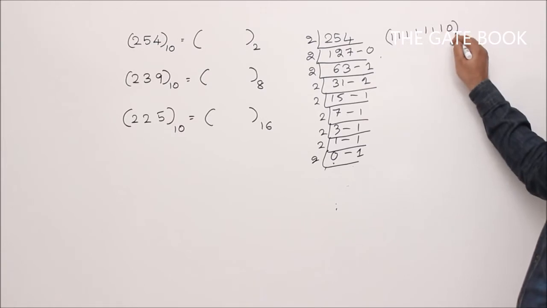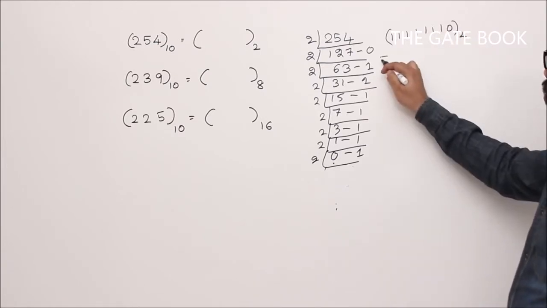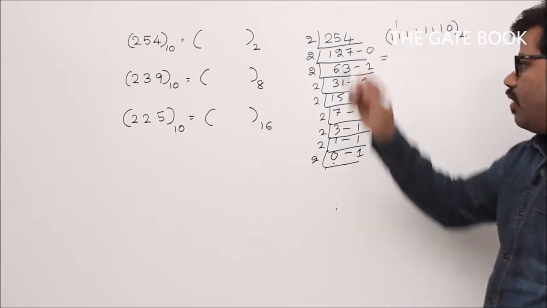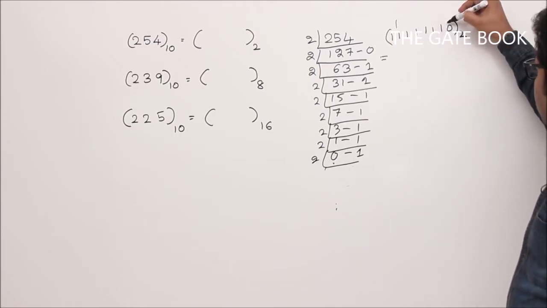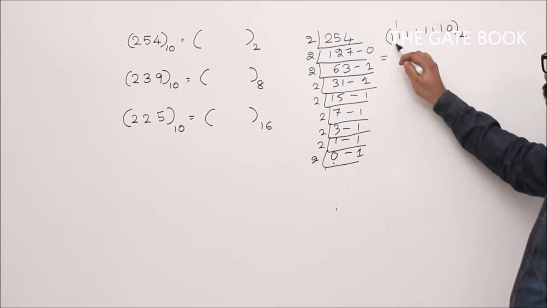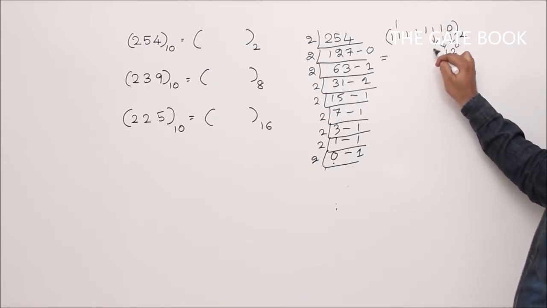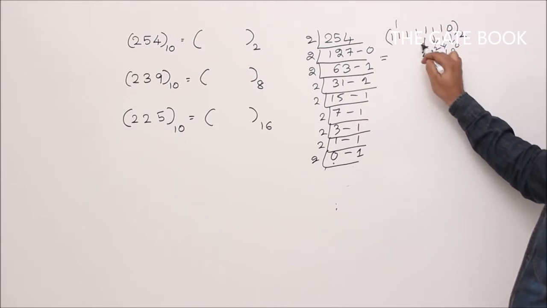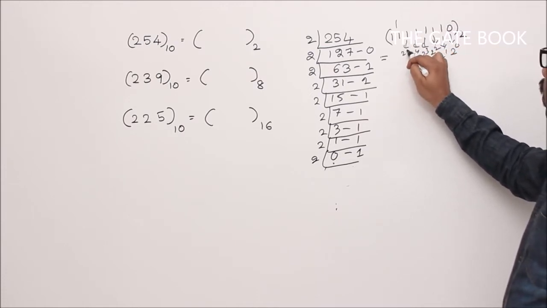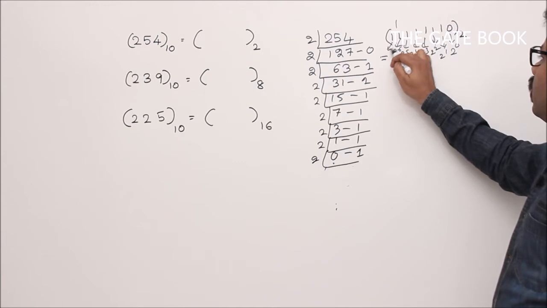This is binary. If you have doubt, you can convert this back to decimal and check it out. Let's try that. We know the weightages for converting it into decimal. For that we have to give the weightage for every position: 2 power 0, 2 power 1, 2 square, 2 cube, 2 power 4, 2 power 5, 2 power 6, 2 power 7, right?